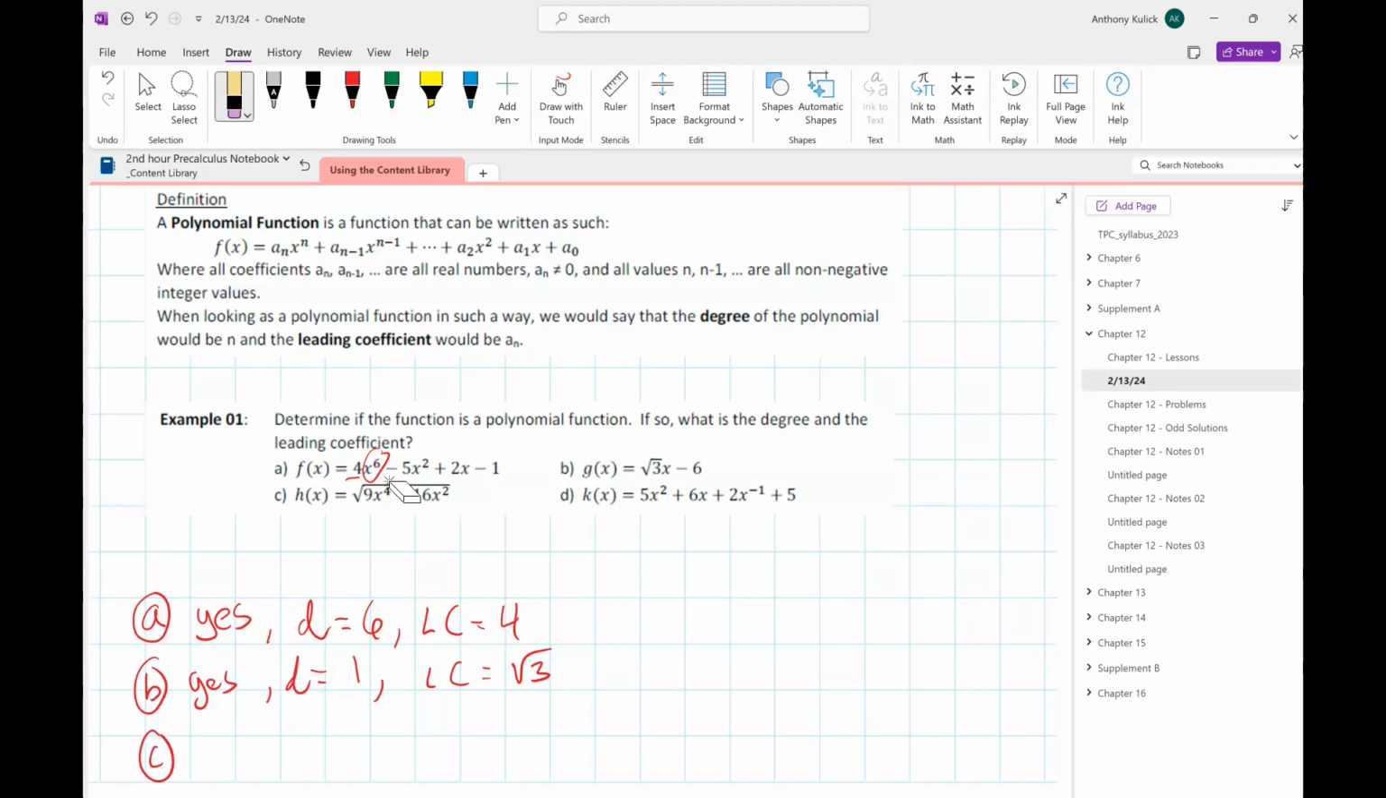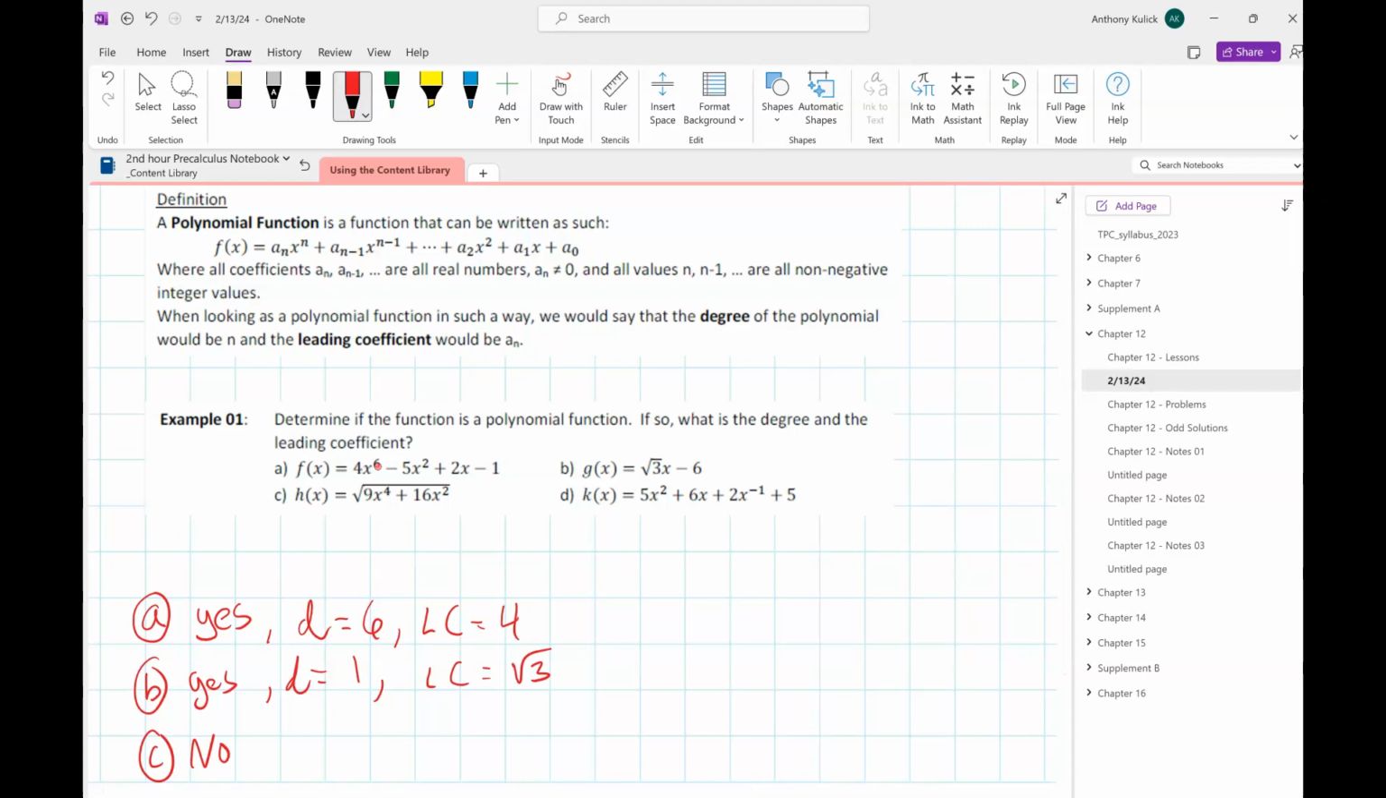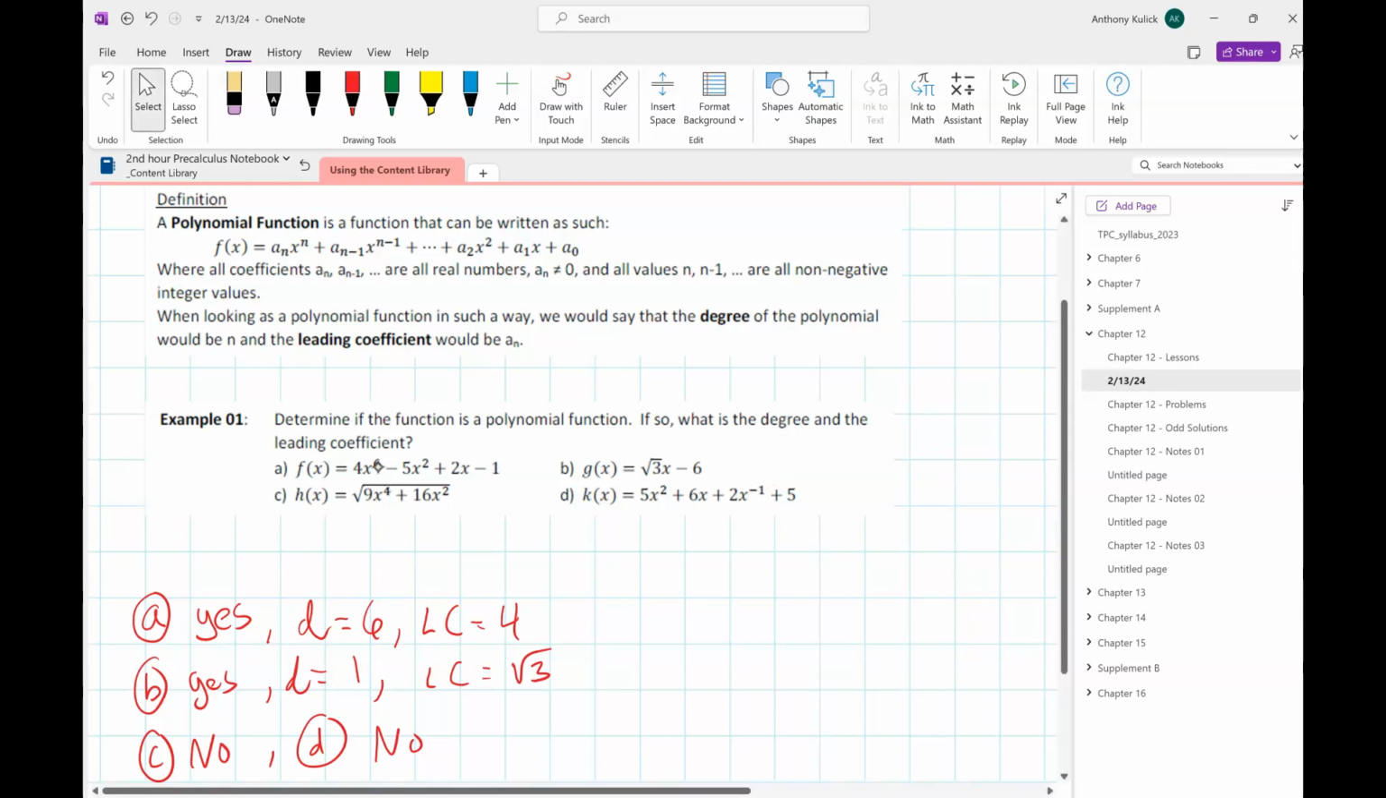C. Is that a polynomial? No bueno. Why not? Yeah, it's stuff under the square root, right? If there's a variable under the square root, it's not going to be a polynomial. Got it? Variable under the square root. D. Is that a polynomial? No, why not? Negative exponent, right? Can't be a polynomial if you have a negative exponent or a non-whole number exponent. You guys feel good?